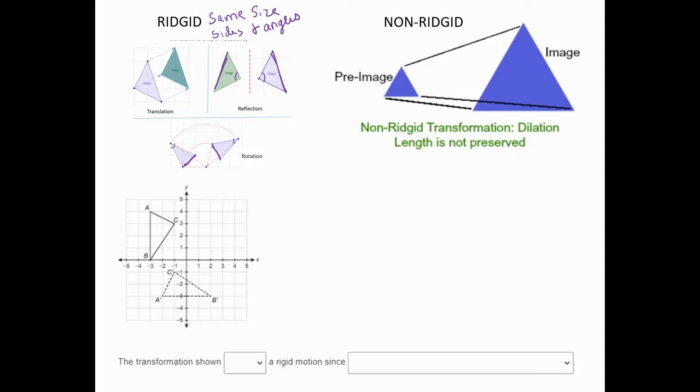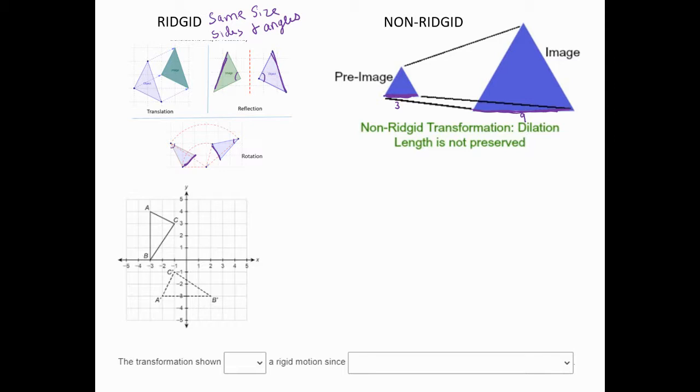Where a non-rigid basically takes something and it either shrinks it or enlarges it. Or maybe it even changes the whole shape. So it was a triangle and all of a sudden now we're a rectangle. But if you were to measure that, I don't know how long it is, but let's say it's like 3 and you go over here, well, that's definitely not 3. Let's say it's 9. It's blown up.